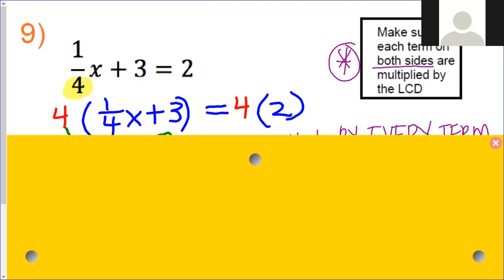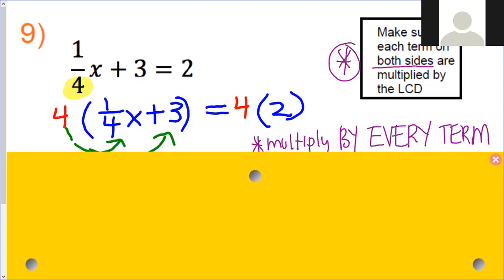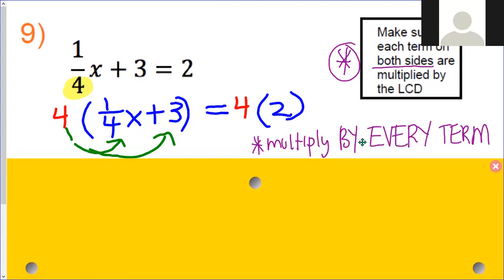Okay. Now, when we eliminate the fraction, again, grade 9, this is a huge mistake students do, is they say, oh, I'm going to eliminate the fraction, 4 times 1/4 x. And they forget to multiply the positive 3. So I want you to make sure to write down multiply by every term. Multiply by every term.